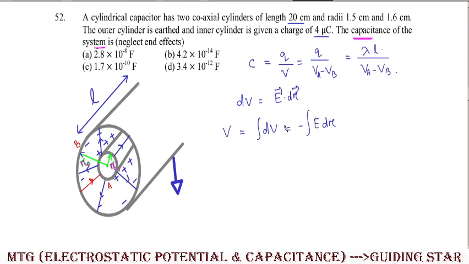And why is this negative sign coming over here? Because we are moving against the field, the potential will increase. But simultaneously the distance will decrease, so it is coming out to be E dr. That means as we move from the outer to the inner one, the limits will be from the outer radius to the inner radius. Clear?